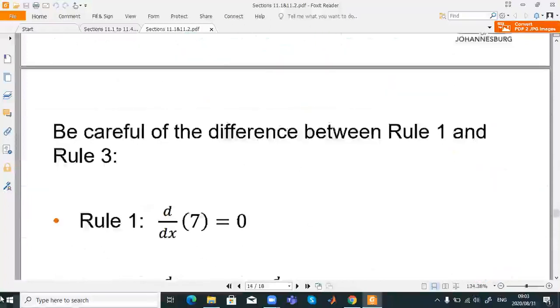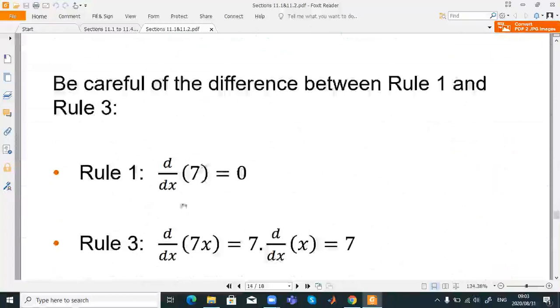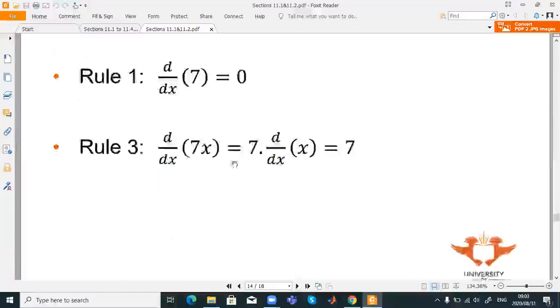Also here they just give another example of a constant. If you differentiate 7, you get a 0. But if you differentiate 7x, this x is raised to power 1. So it's the same as saying multiply by 1, 1 minus 1, which is 0. Then x raised to power 0 is 1. Then 1 times 7, you get a 7.